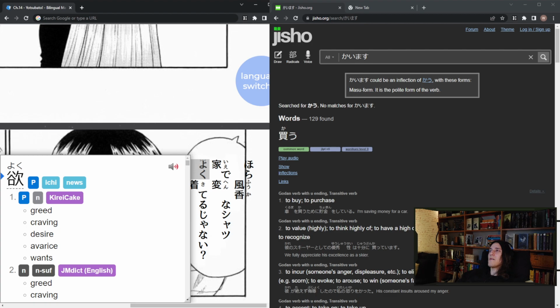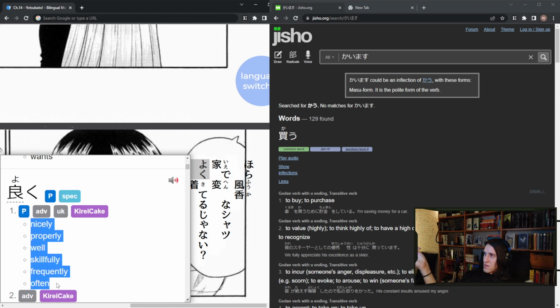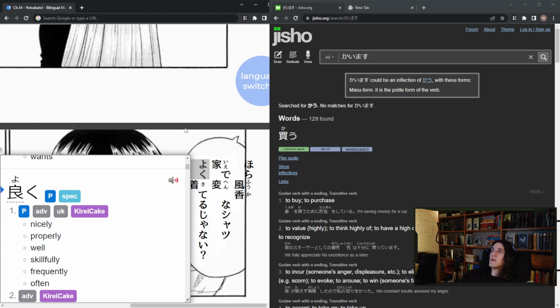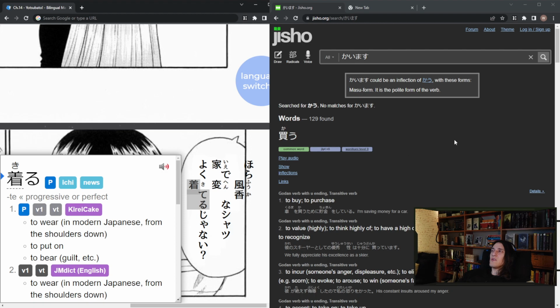And like, wait, what? Yeah. Oh, so it is often. I was right. But this has some diverse translations: nicely, properly, well, skillfully, frequently, often. Come on. Ku. Kiteru. So kiteru is the potential form.